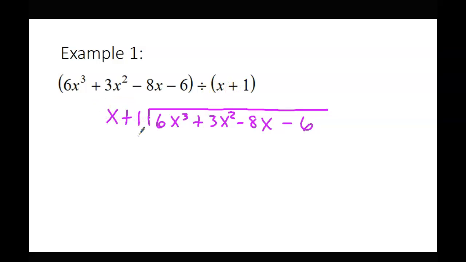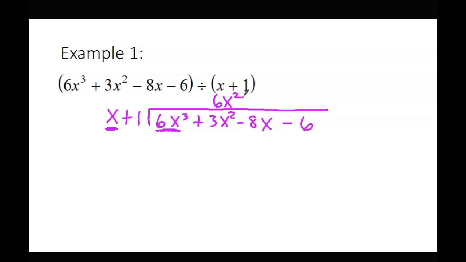Now what we do is we first of all try to make this number divide into this number. Now, when it comes to polynomials, instead of saying divide, I'm just going to ask you, what would you have to multiply this by to get this number? So think about that for a minute. What would you multiply x by to get 6x to the third? The answer is 6x squared.